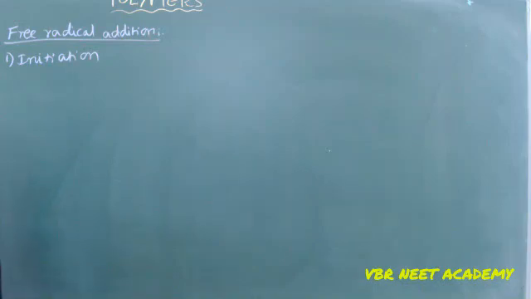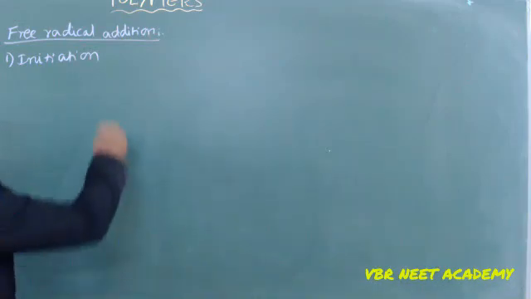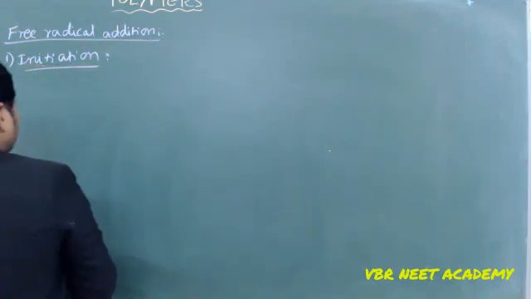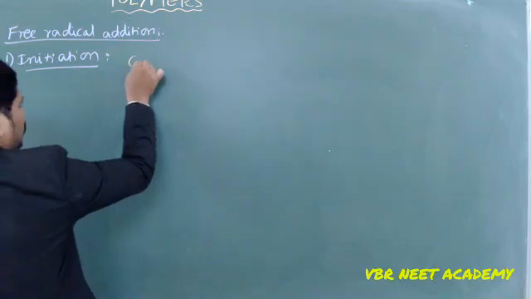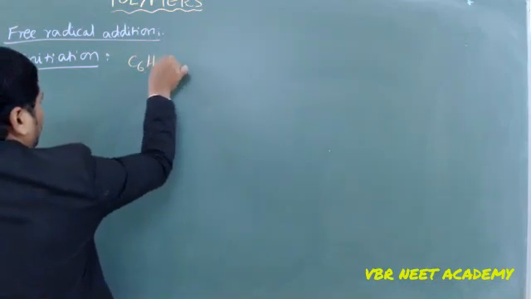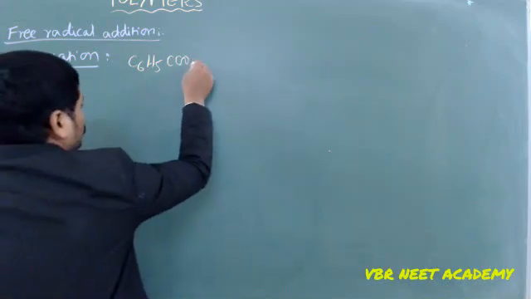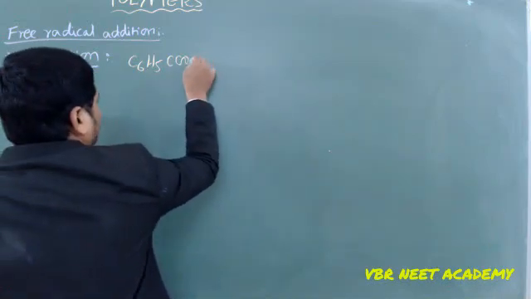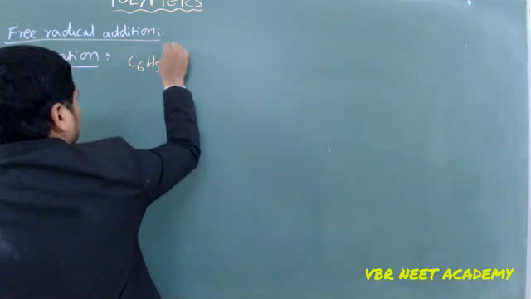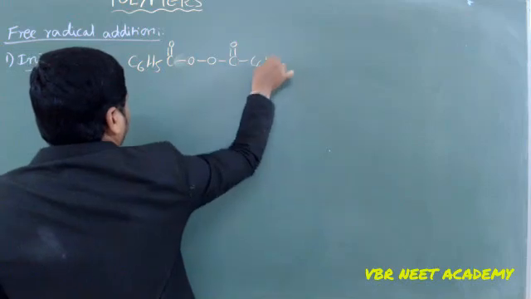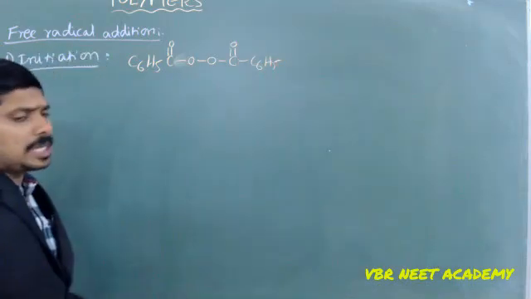Always for a free radical mechanism we require one free radical to be there. So the usual free radical initiation is going to be done by using benzoyl peroxide. What we are having? Benzoyl peroxide. So it is going to have C double bond O, CO, C. This is called benzoyl peroxide.